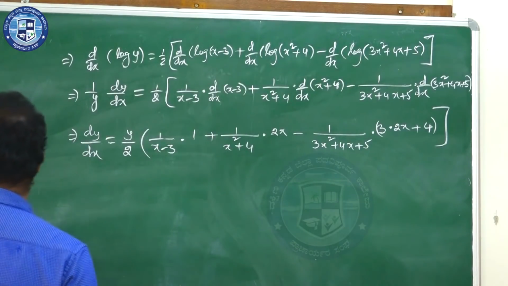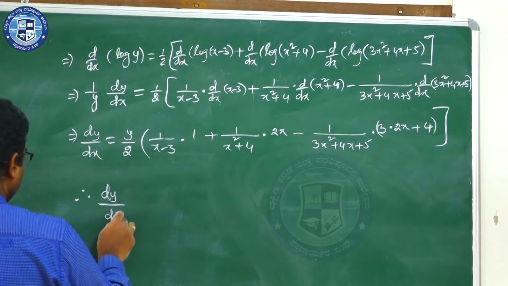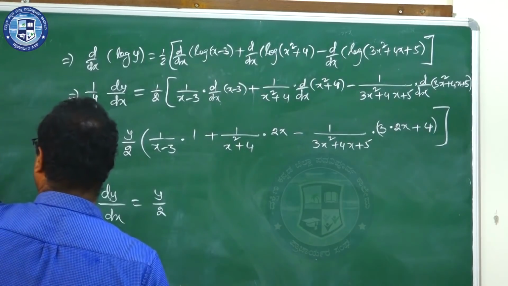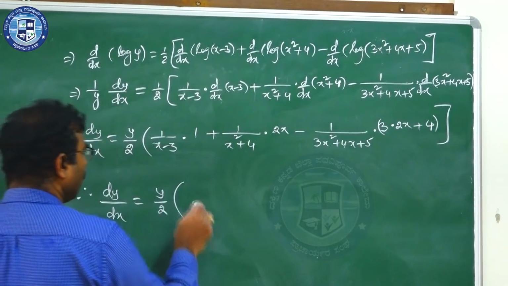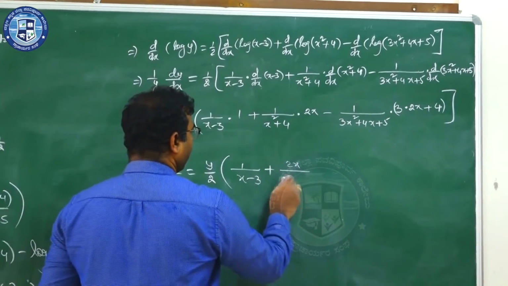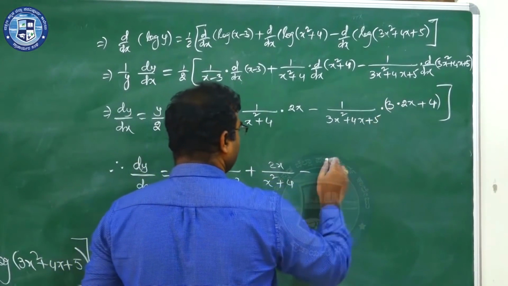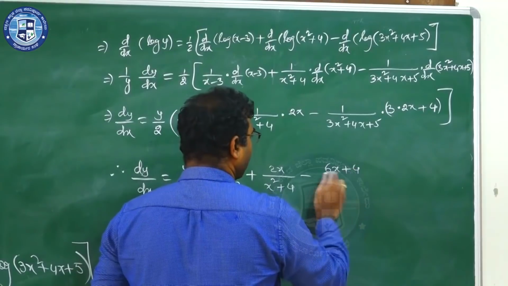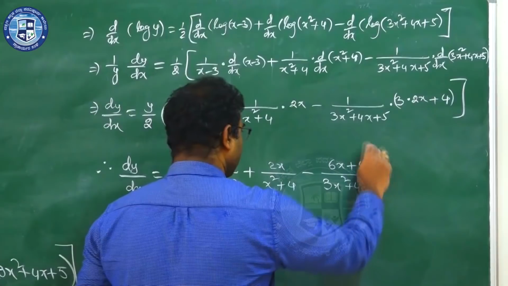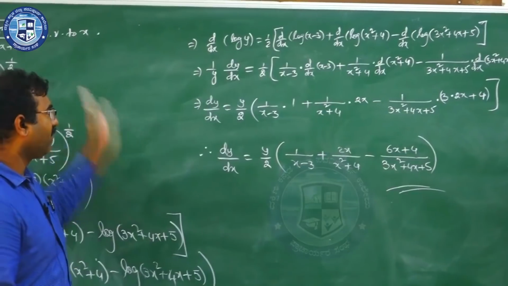And finally, we'll write the answer. Therefore, dy by dx is equal to y by 2 into y means again the same function, right? So y by 2 into 1 by (x minus 3) plus 2x by (x square plus 4) minus (6x plus 4) divided by (3x square plus 4x plus 5). Okay, this will be the answer for this type of problem.